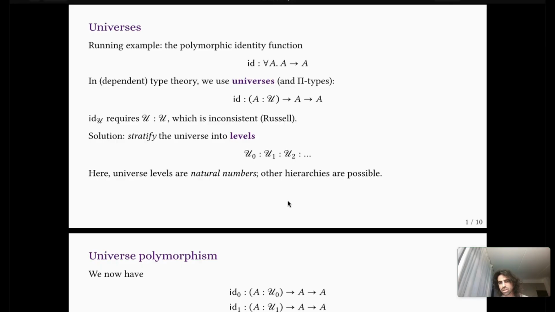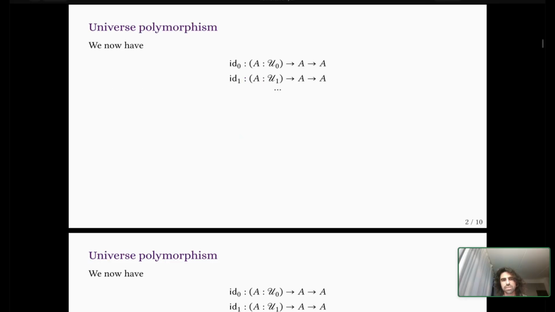You can have other hierarchies. There's a really cool paper by Favier, Carlo Angiuli, and Reid Molenix on an order theoretic analysis of universe polymorphism, where they show that universe hierarchies don't even have to be well-founded. You can have the integers, or the rational numbers, or crazier things. But I'm not going to talk about that.